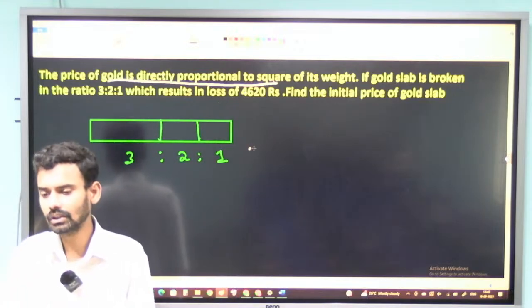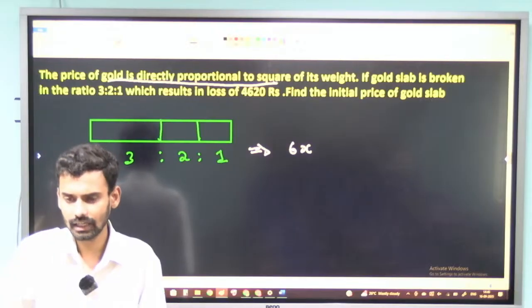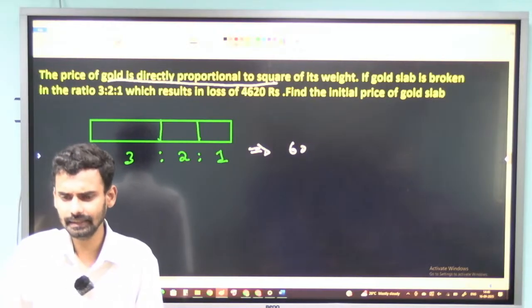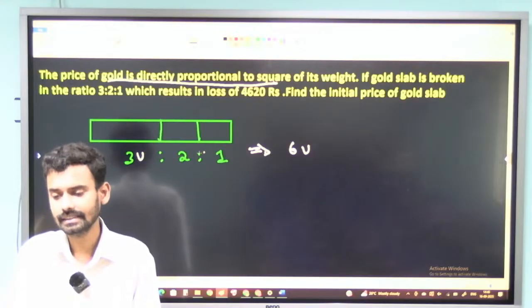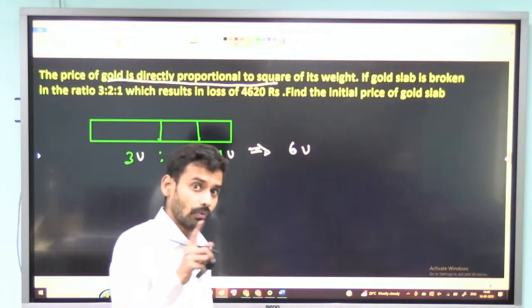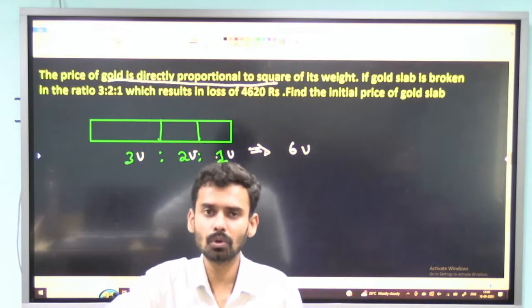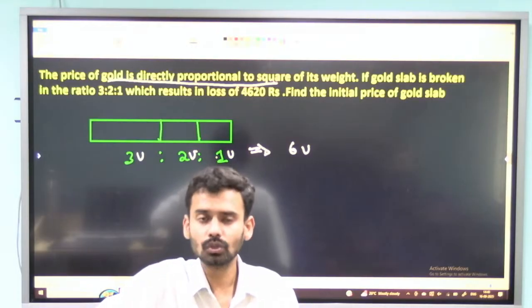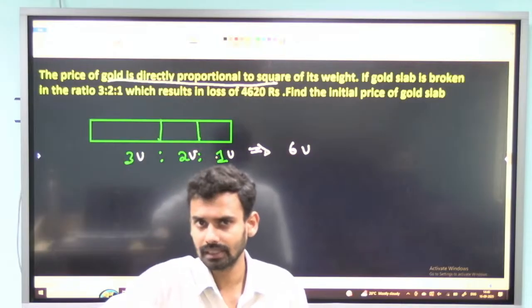Let's take the total weight of the slab as 6x units, or let me consider it as 6 units directly. Then the first slab is weighing 3 units, the second slab is weighing 2 units, and the third slab is weighing 1 unit. One slab was there whose weight was 6 units. Later it was broken in the ratio 3 is to 2 is to 1. So the smaller slabs will have weights 3 units, 2 units and 1 unit.